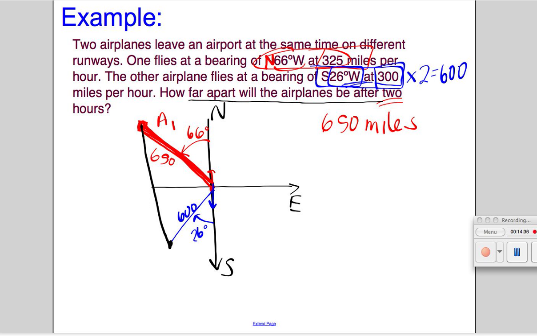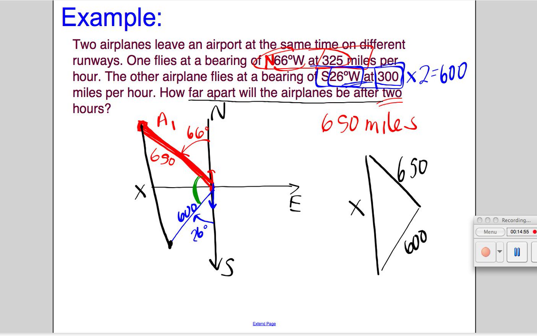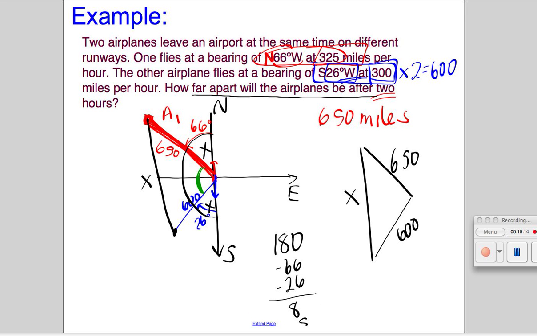This is our x. So I'm going to delete some of this so I can see better. This is our x. So we have this triangle, 650, 600. We're looking for x. And what we do also know is some information about the angles. We actually can find this angle right here using what we know about 180 degrees. This whole thing is 180 degrees, but I have to take off the 66 and the 26. So 180, remove 66, and remove 26. So I'm going to end up with 88 degrees left over. So this angle is 88 degrees.